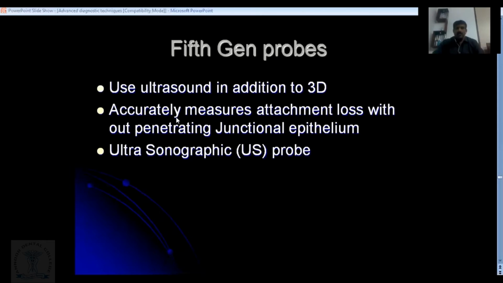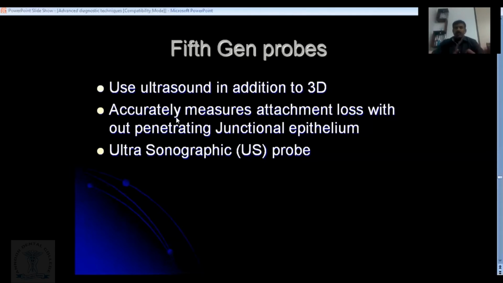So these are the different generations of probe. The first generation is a manual probe. Second, pressure sensitive probe. Third one is computerized and automated periodontal probe. The fourth generation is a 3D probe. And the fifth generation is actually an ultrasonic probe, ultrasound with 3D. So these are the different generations of periodontal probe.